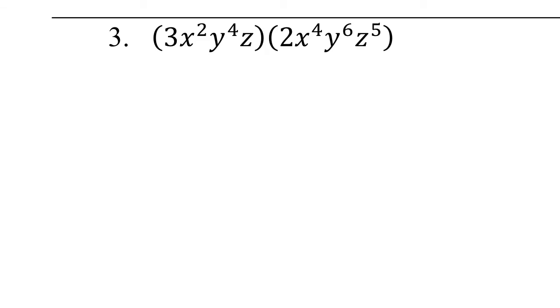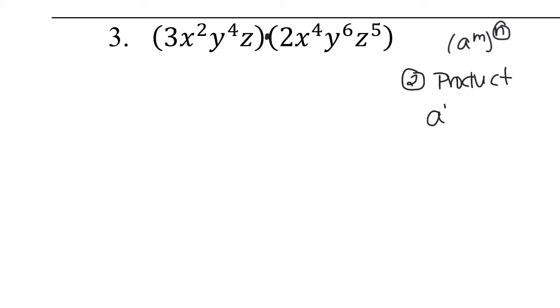Example 3. 3x squared y to the 4th z times 2x to the 4th y to the 6th z to the 5th. So I do see parentheses, so I might have that product of powers rule, that power of a power. But here's the thing with power of a power. See how there's this little n on the outside? I don't have a little number out here on either one of those parentheses. So that means you don't actually have power of a power. All these parentheses mean is that these two things are being multiplied together. So what we really have is the product rule. That was our number 2.